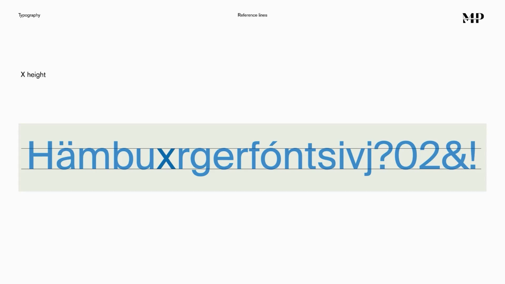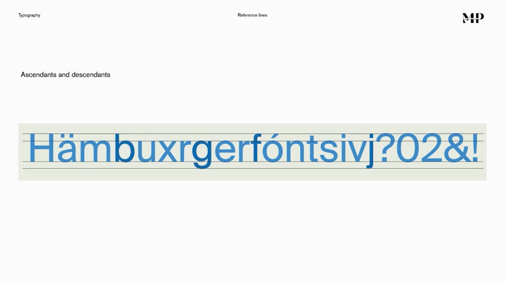This X height, which is essentially a vertical dimension, is what determines the body of the typography. When we talk about a typeface at 12 points, 13 points, or 20 points, we are talking about the X height. The next reference line is what are known as ascenders and descenders.